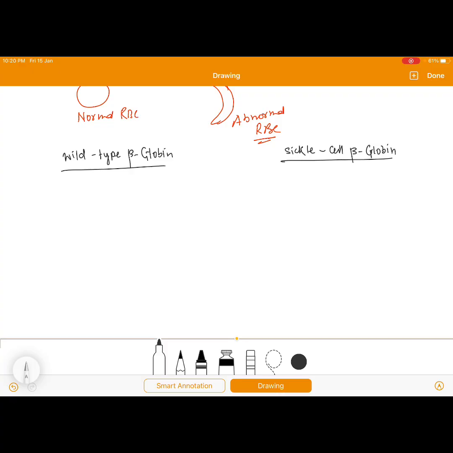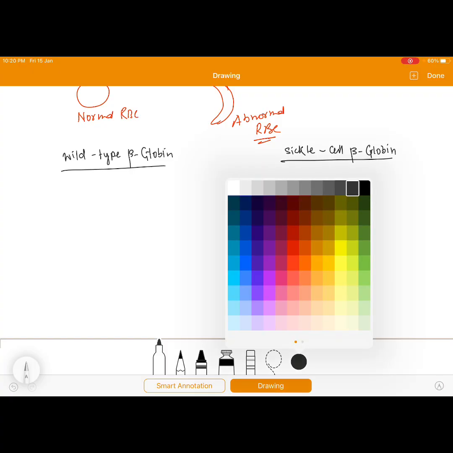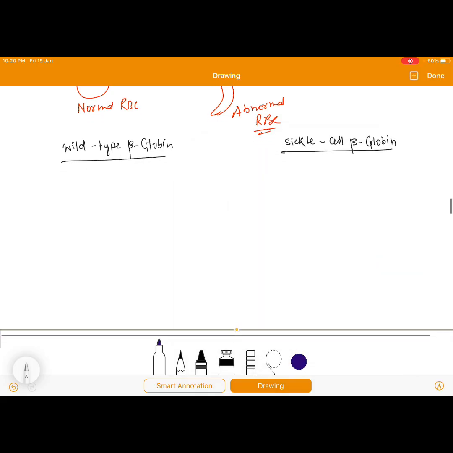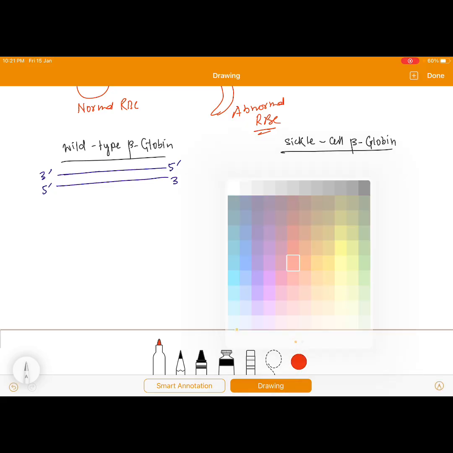If you consider the wild type beta globin, it is a polypeptide, so definitely it is encoded by a gene. Suppose this is the gene, so it has 2 strands. The upper strand is suppose 3' to 5', so the lower strand will definitely be 5' to 3'. In this gene, suppose different codons are there, and there is one special codon present, suppose CTC. So there are 3 nucleotides. In the complementary strand, it will be GAG.